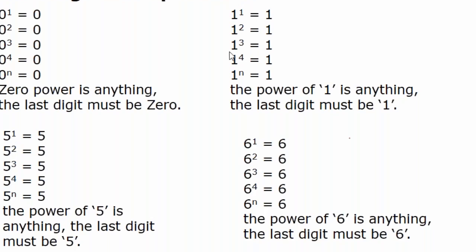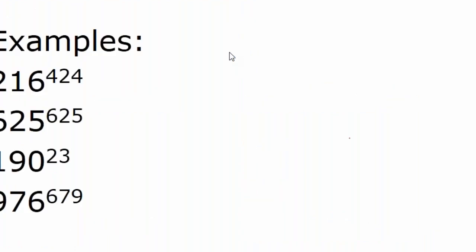So observe some examples. Note down: 216 power 424. From this, you may get some clarity. Please understand the concept. 216 power 424 depends on 6 power 424. If the last digit of the base is 6 and the power is anything, the answer should be 6. This is applicable for only 0, 1, 5, 6.